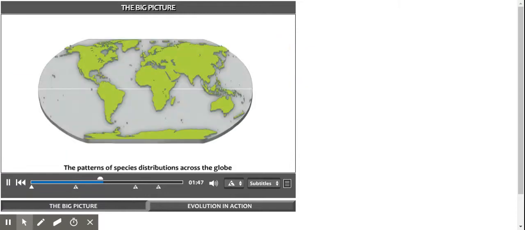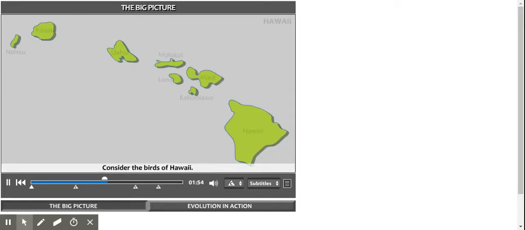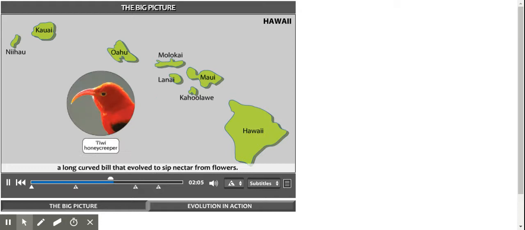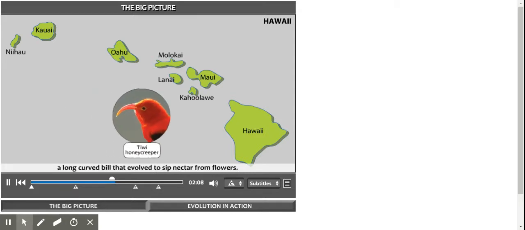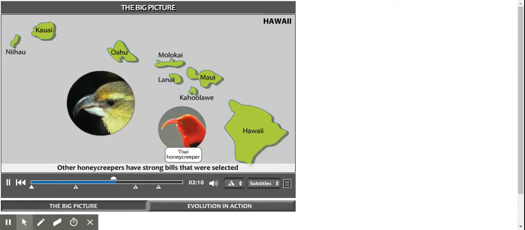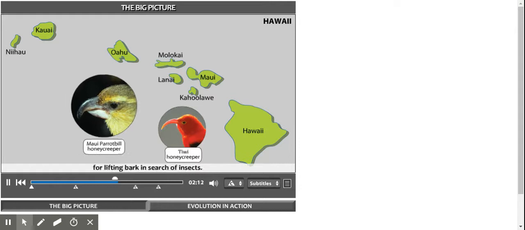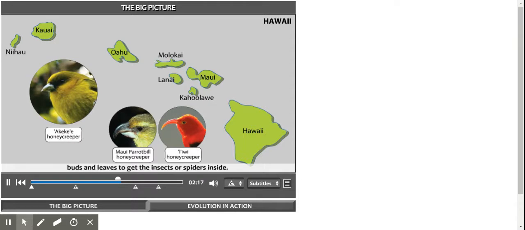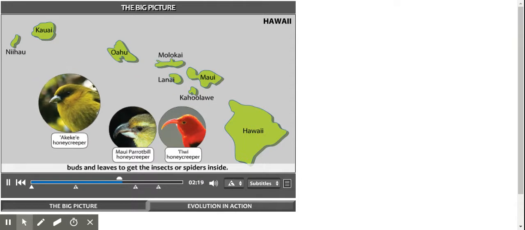The patterns of species distributions across the globe also provide clues to the events of evolution. Consider the birds of Hawaii. Nearly every bird on Hawaii is some sort of small finch-like bird called a honeycreeper. One species of honeycreeper has a long curved bill that evolved to sip nectar from flowers. Other honeycreepers have strong bills that were selected for lifting bark in search of insects. Others use their bills like scissors to open buds and leaves to get the insects or spiders inside.